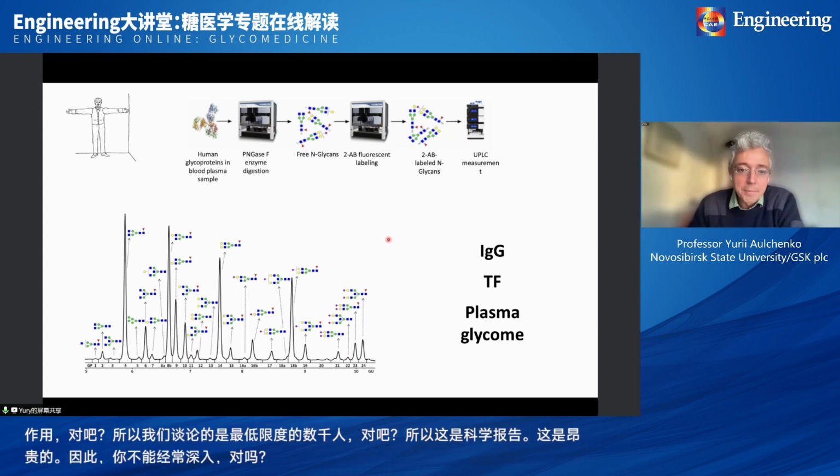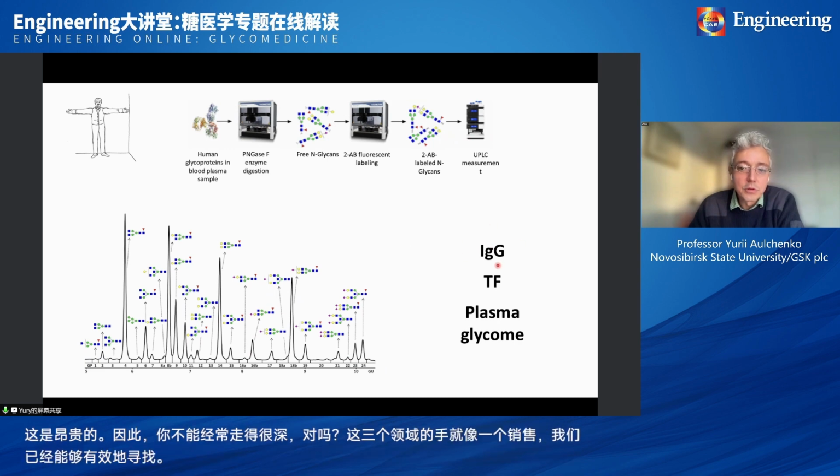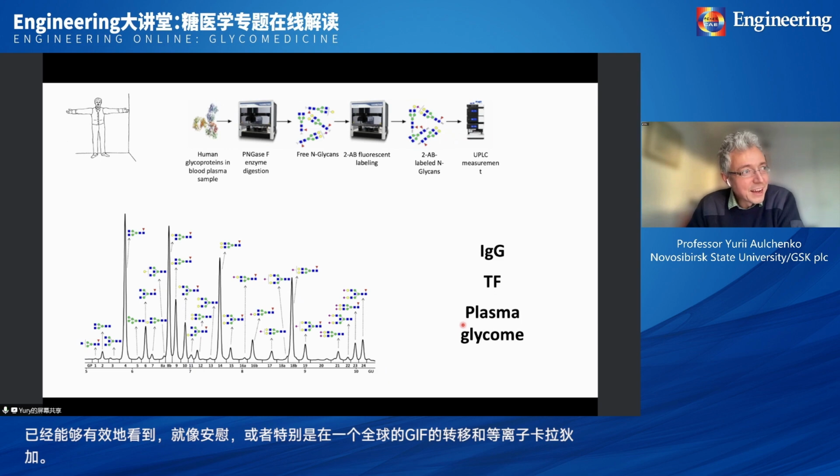So the three domains of N-glycosylation we've been able to look into effectively are glycosylation of specifically immunoglobulin G, of transferrin, and the total plasma N-glycome. So if I use the analogy of Gordon, which he just offered us in his first talk, right?